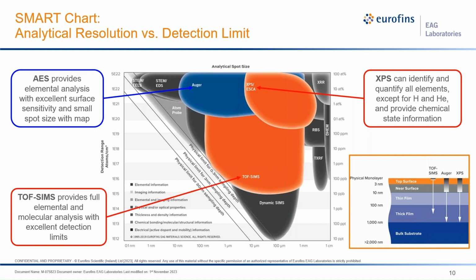While XPS and AES are both good for providing full elemental analysis except for hydrogen and helium, XPS can also provide chemical state information, while AES is good for small spot analysis with mapping capability. In comparison, TOF-SIMS is very good for organic analysis, providing organic fragment information with excellent detection limits. It's worth mentioning that all three of these techniques are very surface sensitive, ranging from the top 1 to 3 nanometers of the sample surface to 5 to 10 nanometers of the sample surface.